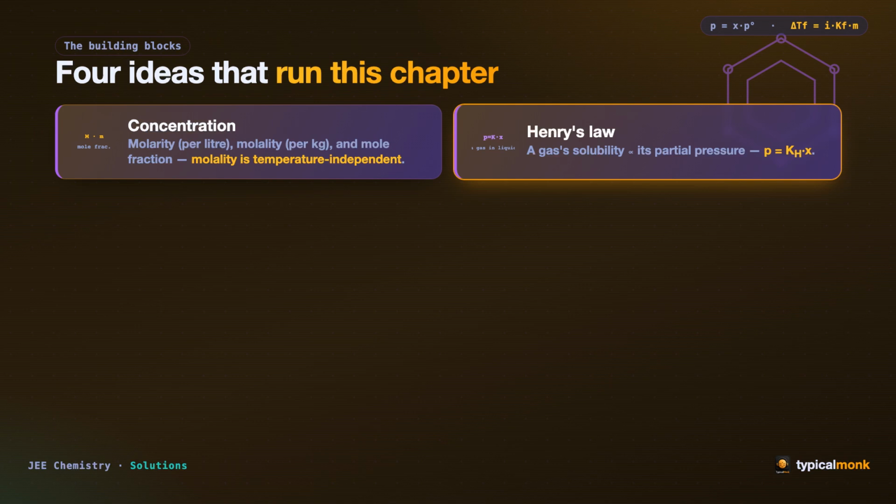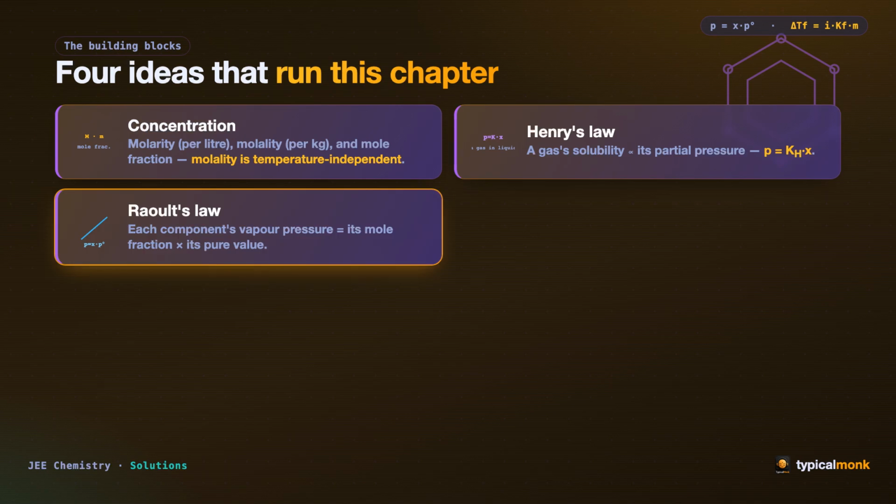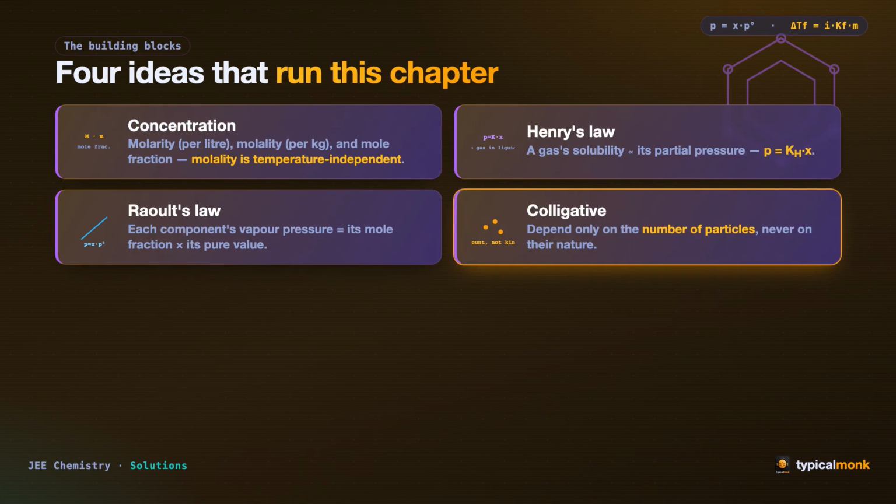Henry's law. The solubility of a gas is proportional to its partial pressure, P equals KH times X. More pressure, more gas dissolved. Raoult's law. Each component's vapor pressure equals its mole fraction times its pure vapor pressure, P equals X times P degree. And the colligative properties. These depend only on the number of particles in solution and never on their nature. That single fact is the soul of this chapter.